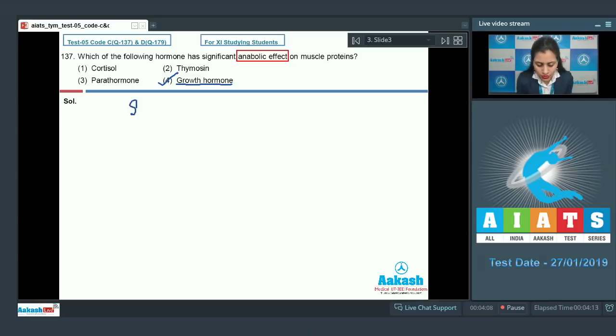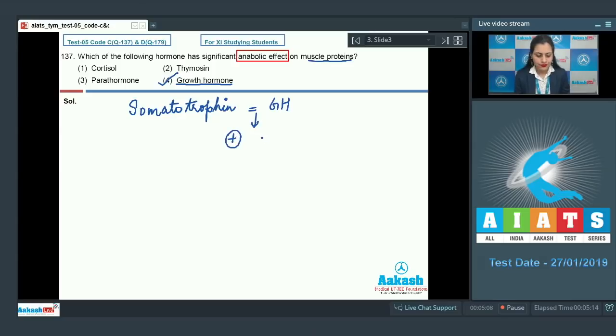Growth hormone, also known as somatotrophin. Growth hormone on muscle promotes protein anabolism. Let's discuss other options also.